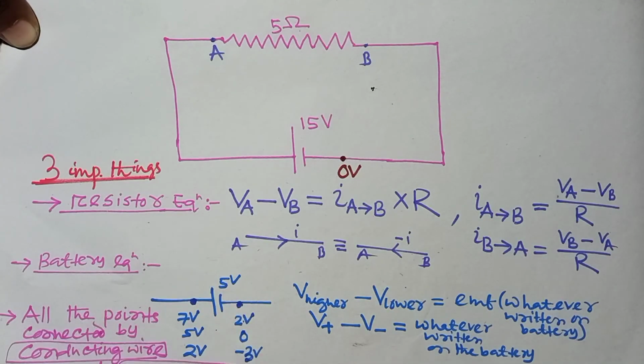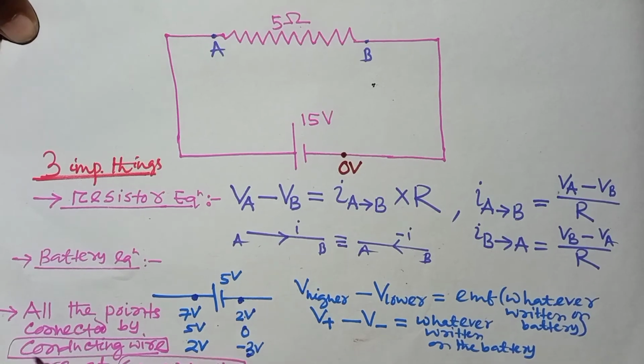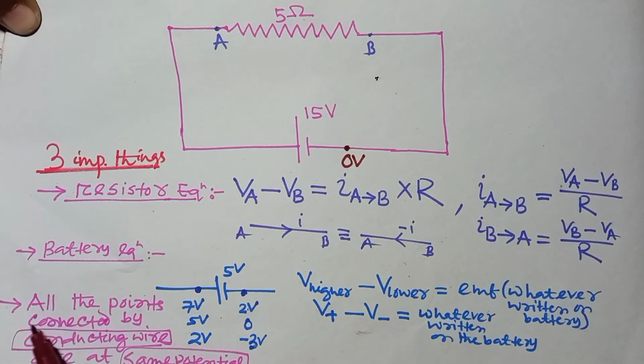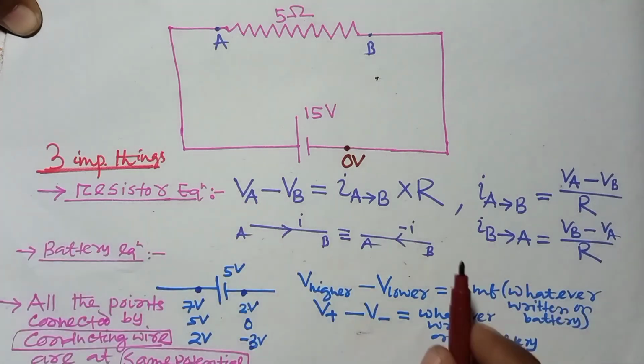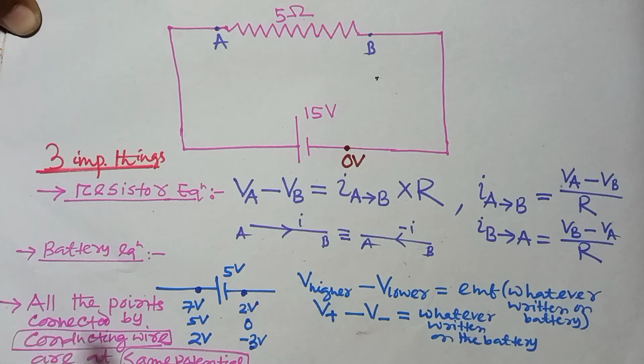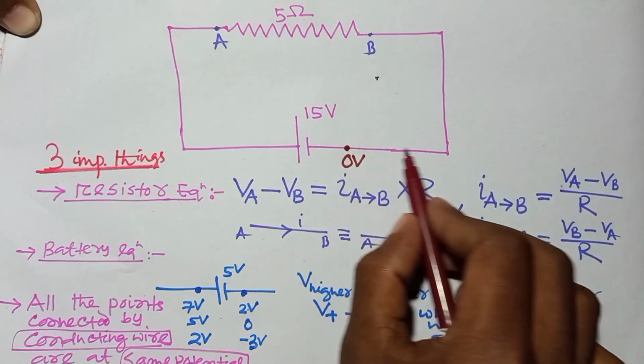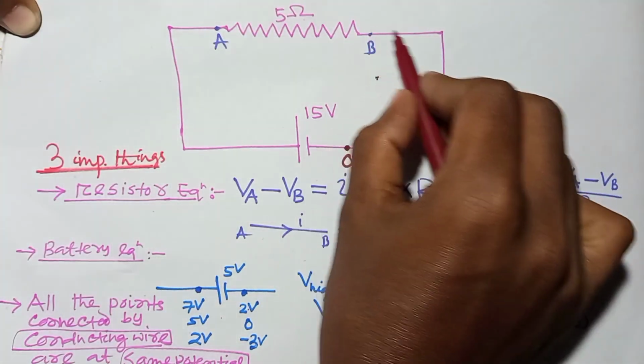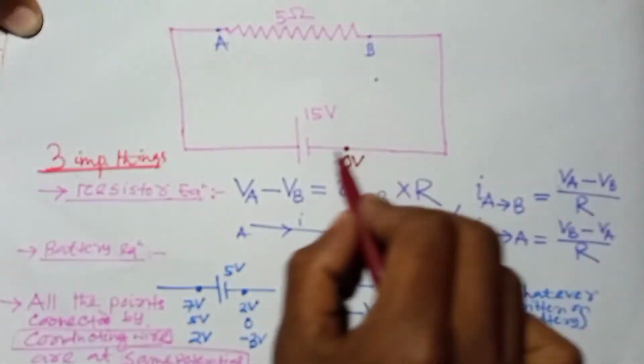Then what is your next task? You have to apply this third point. Okay, what the third point says is that all the points connected by a conducting wire are at the same potential. जो सारे पॉइंट जो भी एक कंडक्टिंग वायर के माध्यम से कनेक्टेड हुए हैं, they have the same potential. Okay, so this is a conducting wire, so all the points of this wire are at the same potential.